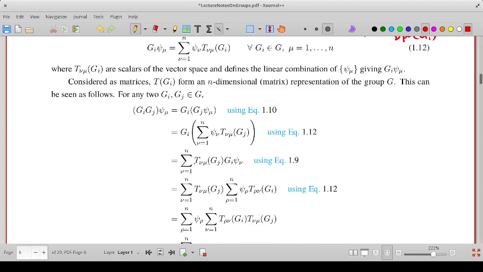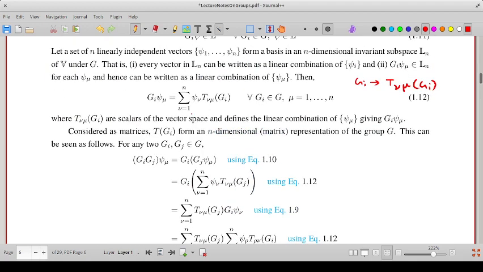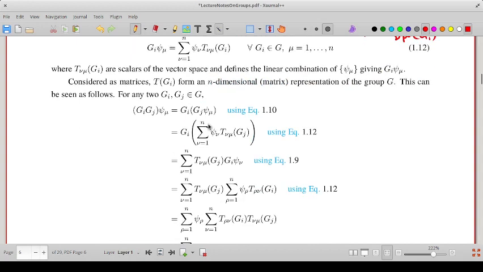So this summation can be taken outside, and these numbers also come to the left of this action. So this will be equal to the sum over nu running from 1 to n of T nu mu of Gj, times the action of Gi on the vectors psi nu. So Gi acting on psi nu. But again, using this, we have Gi psi nu as a linear combination of psi's.